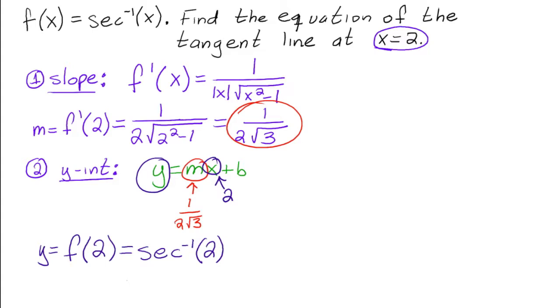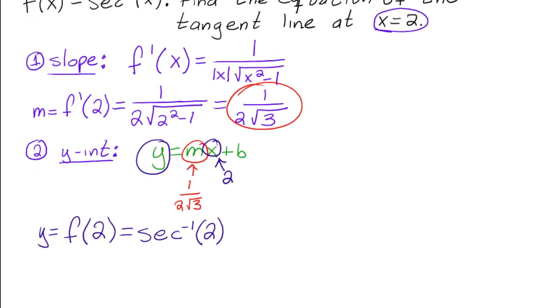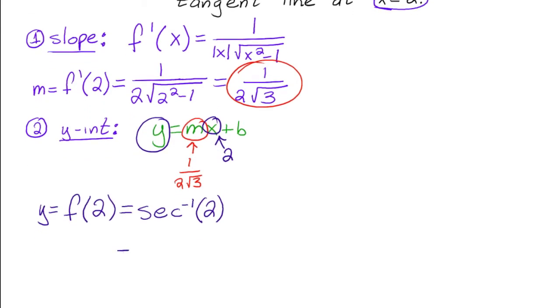Well, inverse secant of 2. This isn't one that we usually know right off the top of our heads. So let's take a look. Let's translate what this means. This means secant of what angle is equal to 2.